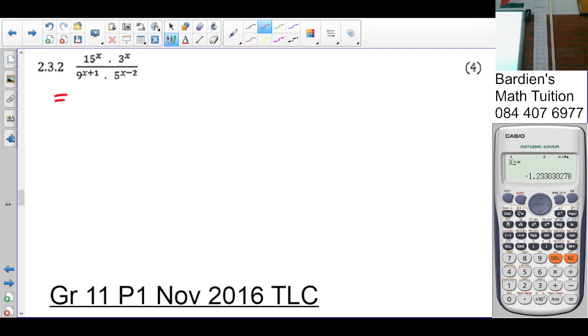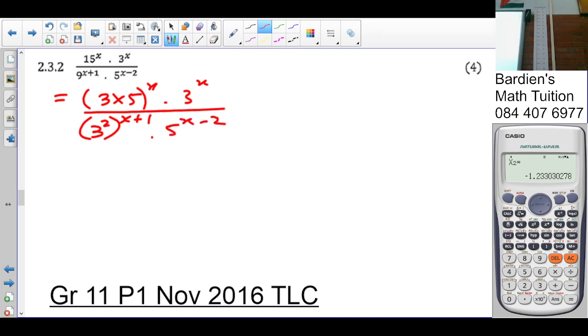As you can see here, when we multiply and the base is the same, we add the exponents. So we break these numbers up into products of their prime factors. 15 can be written as 3 times 5 raised to the x, times 3 to the x, all over 9, which can be written as 3 squared raised to the x plus 1, times 5 to the x minus 2.